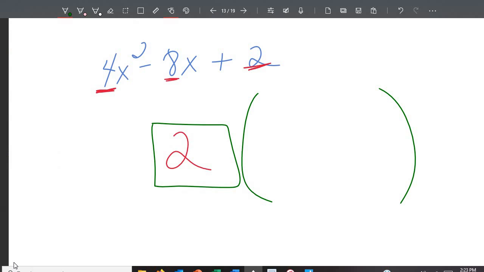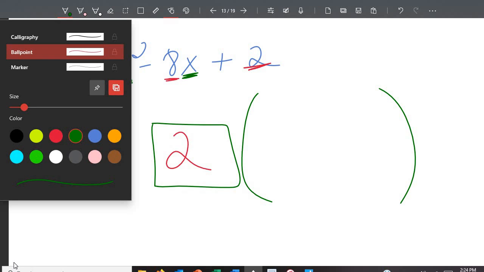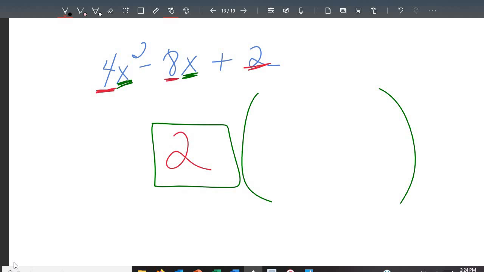Now, this one has an x. The second one has an x. The third one, there's no x. Since the third one does not have an x, there cannot be an x in front of the parentheses, because that's not a greatest common factor. So the only GCF this one has is a 2. So we're dividing everything by 2.